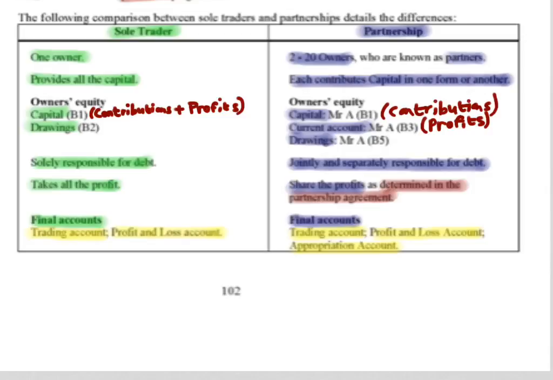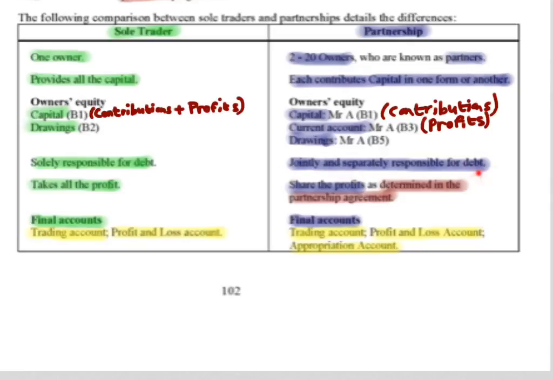Then in a sole trader, solely responsible for the debt. In a partnership, jointly and separately responsible for the debt. In a sole trader, he takes all of the profits. In a partnership, we now share the profits as determined in the partnership agreement.